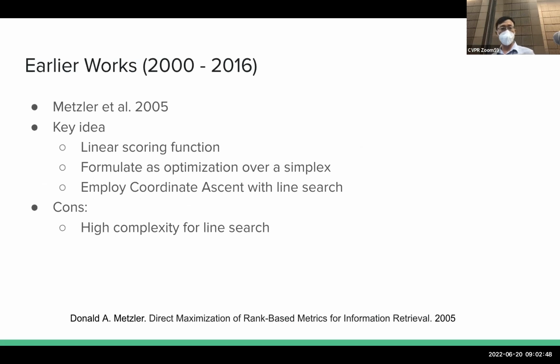Okay. The work by Metzler in 2005 considered optimizing average precision by learning a linear scoring function. They formulate the optimization problem as a constrained optimization problem with the decision variable on the simplex. Then they employ a coordinate ascent approach to optimize the objective with line search. Basically, in every iteration, they optimize one dimension of the decision variable with a line search. Apparently, this type of approach has very high complexity because of the line search in this coordinate approach.